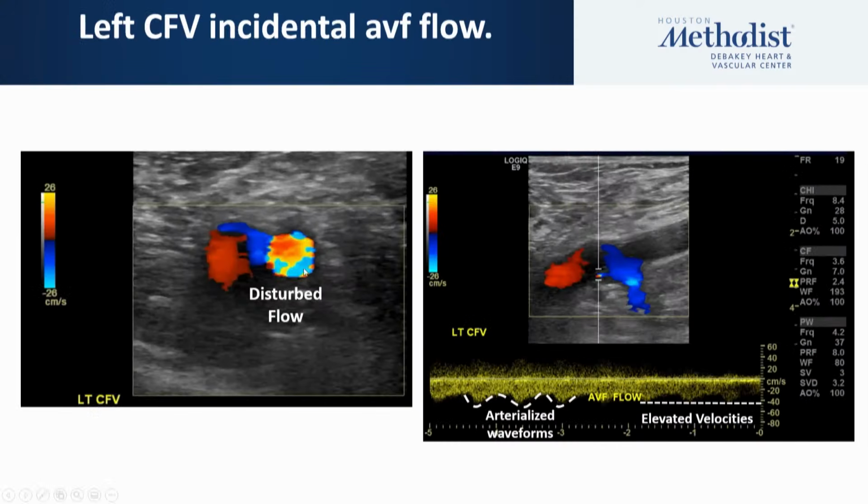Here what we see again, disturbed flow in the vein. This is the common femoral vein, okay? And here's another example where we also see arterialized flow, and there's the little connection between the femoral artery and the femoral vein, and there's a small fistula present.